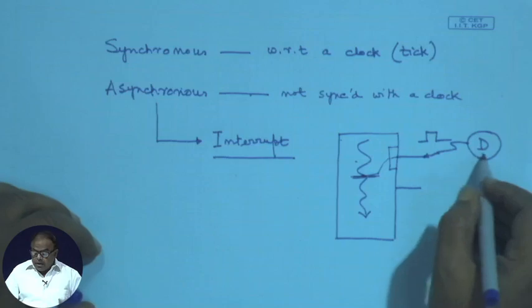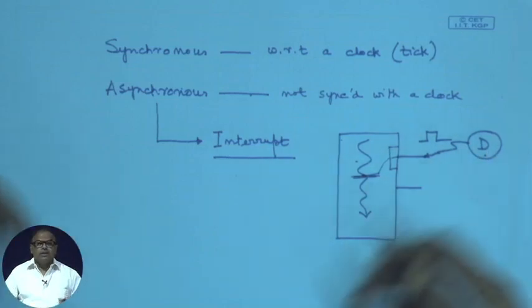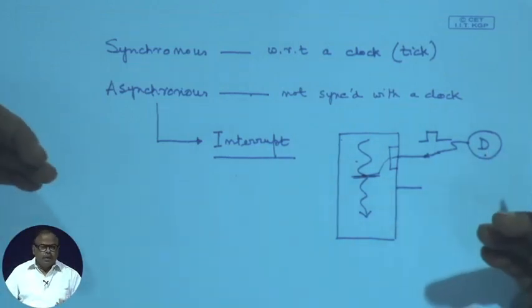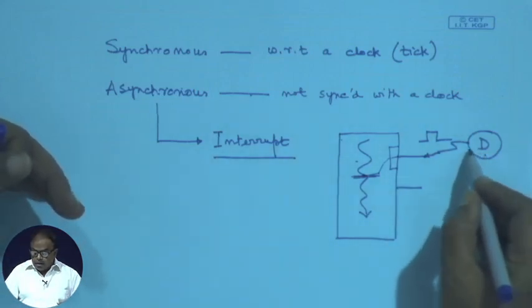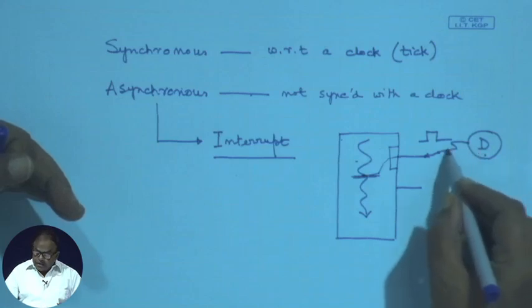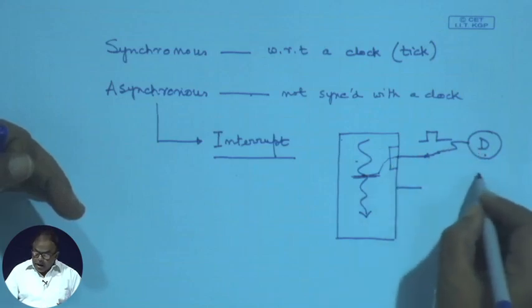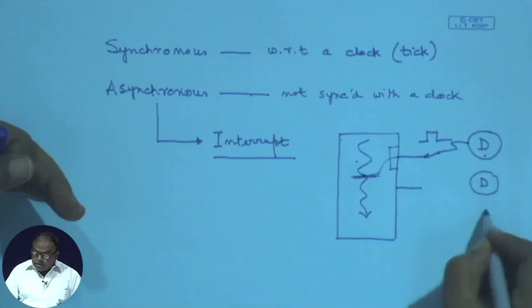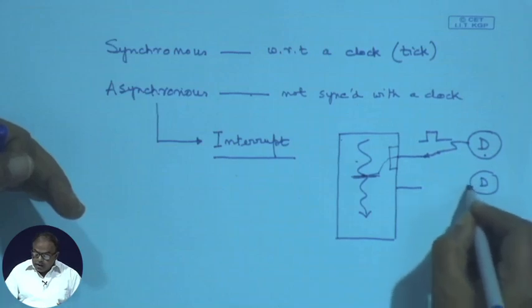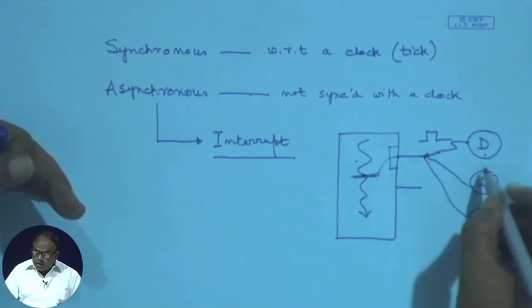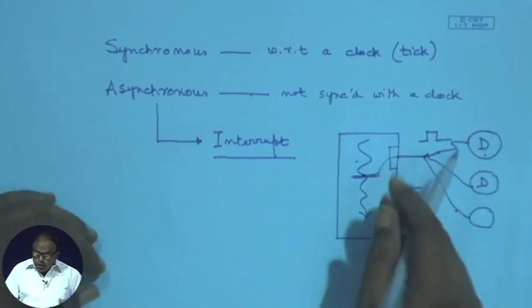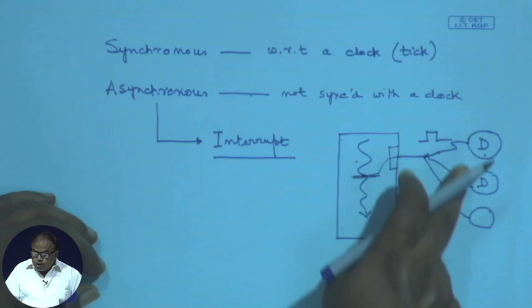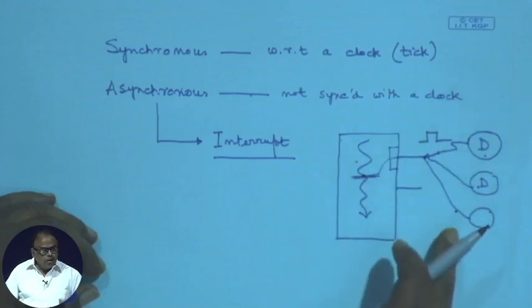Since I am talking about interrupts, let me complete it. Hardware interrupts can be just like this, or they can be vectored. If it just comes to a pin, there could be a number of devices connected to the pin. I do not know which device has interrupted, either this one or this one or this one. The processor will have to check the flags of each of these to find who has interrupted.